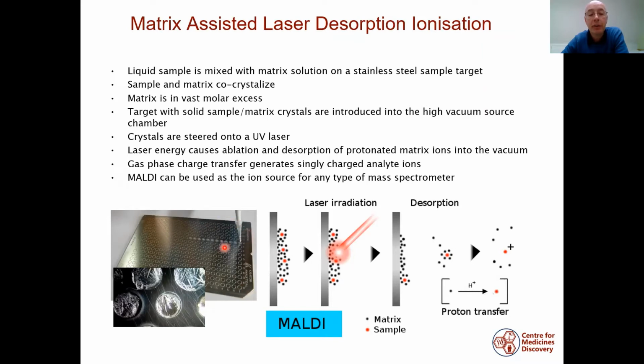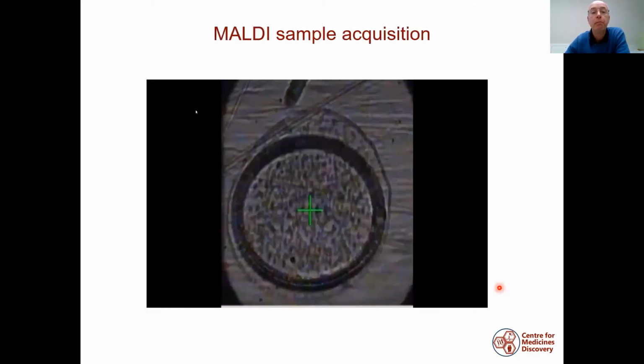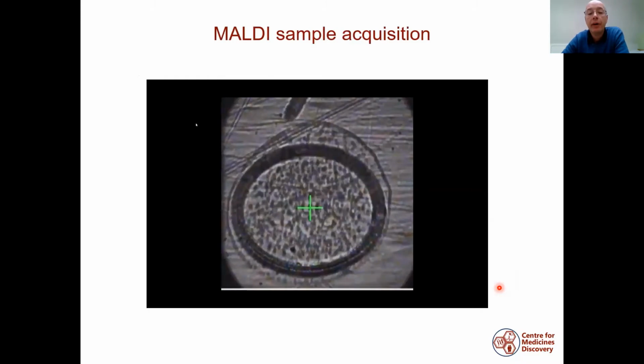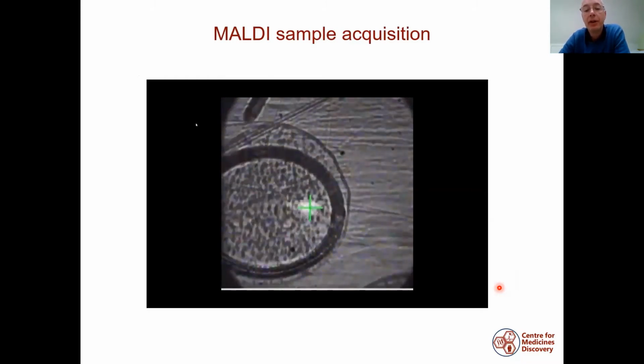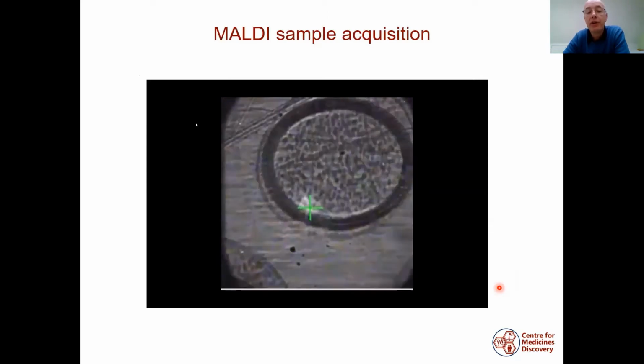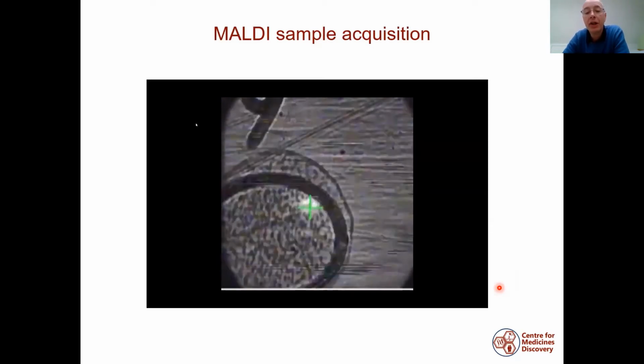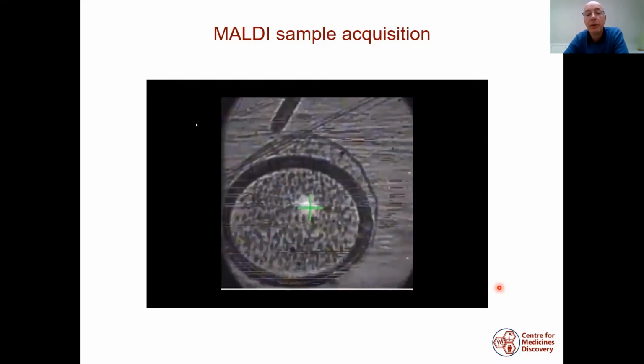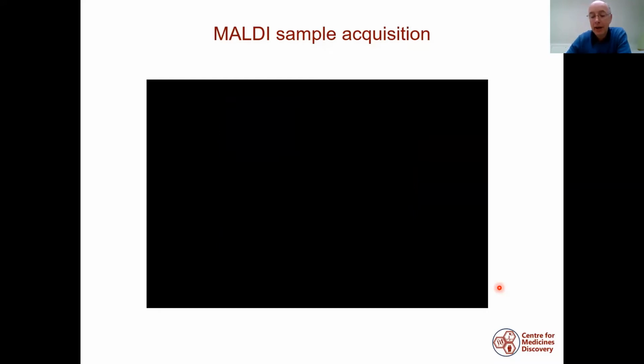So this is essentially the MALDI process. Here's your sample introduction, which is very simple. We have solid sample introduced into the vacuum. It's irradiated with the laser. We have this desorption and then ionization happening. And I just thought you might like to see this. So this is MALDI acquisition in real time. These are the spots on the target, and this is the laser being steered onto the spot. The laser is being fired, and the ablation will generate your spectrum.